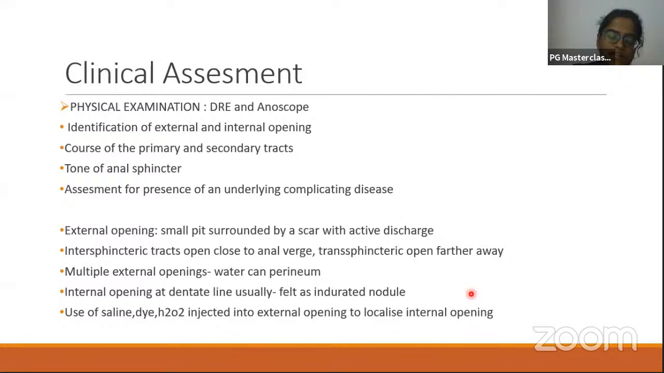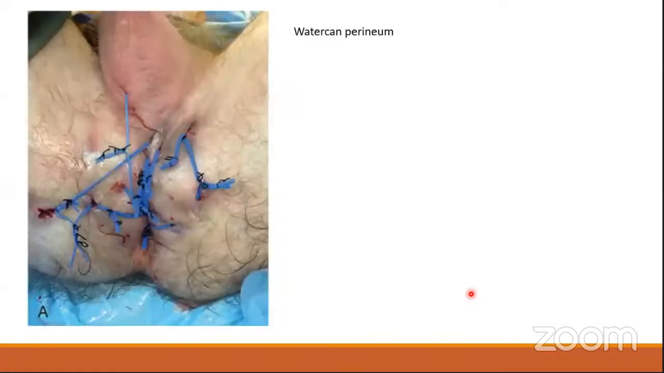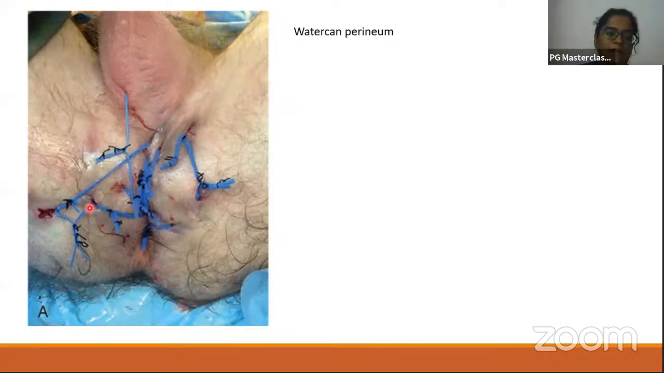On digital rectal examination, the internal opening is felt on the finger as an indurated nodule. It is mostly felt at the dentate line, and use of saline dye or hydrogen peroxide can be done. It is injected into the external opening to localize the internal opening. This figure shows multiple external openings with multiple setons in place.